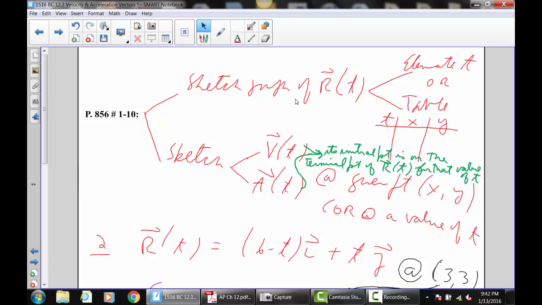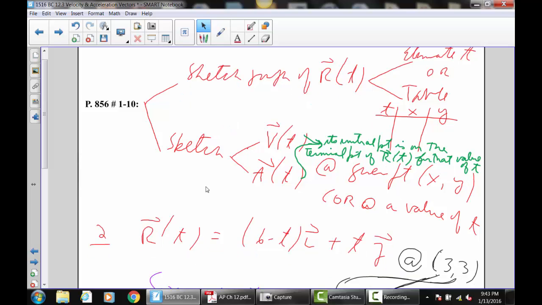To sketch the actual graph, of course, it's really parametric equations. So your choice is to either try and eliminate t if that's possible, or at worst case scenario, make a table. And then, as I said, when you go to sketch the velocity and acceleration vectors, in each case, the initial point is going to be on the terminal point of r of t for that value of t.